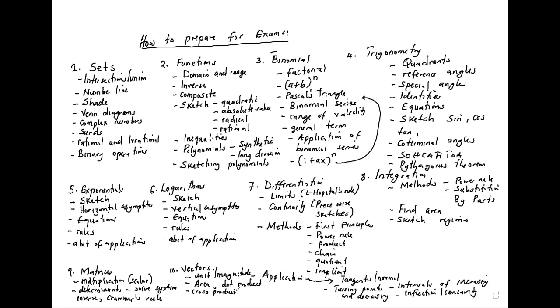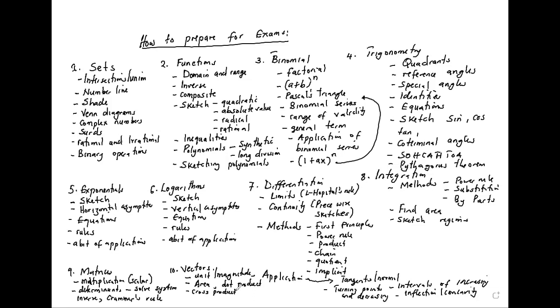This is what you're doing from today until the exam. You want to check if you're able to tick here. What do you know? Get a pencil, start ticking. I know the sets, intersection, number line, shading. I can use Venn diagrams, complex numbers, surds, rational, irrational, binary operations. If you don't know, then you know you have work to do. You start with sets. Make sure you tick everything there.